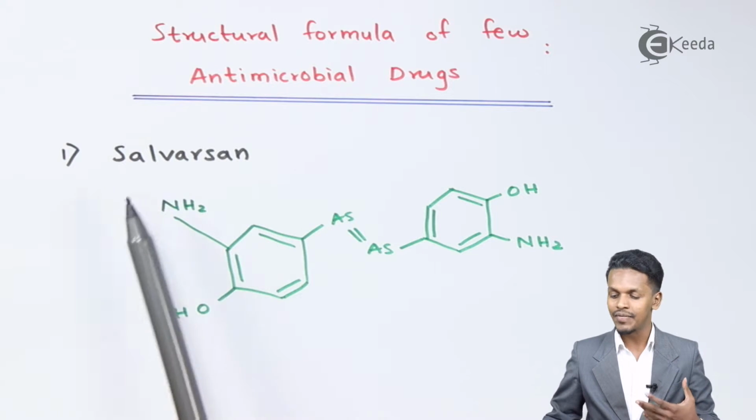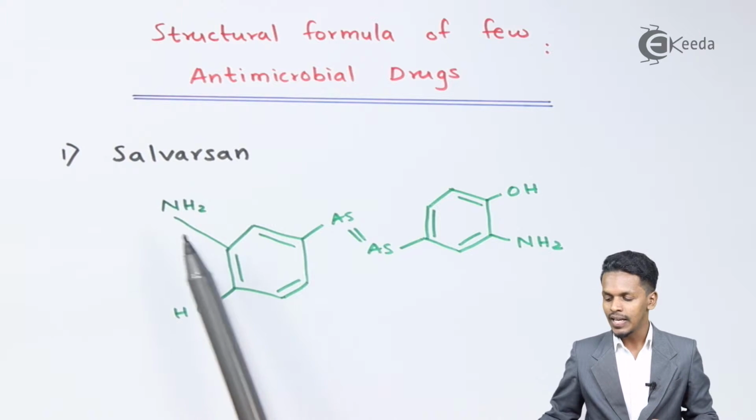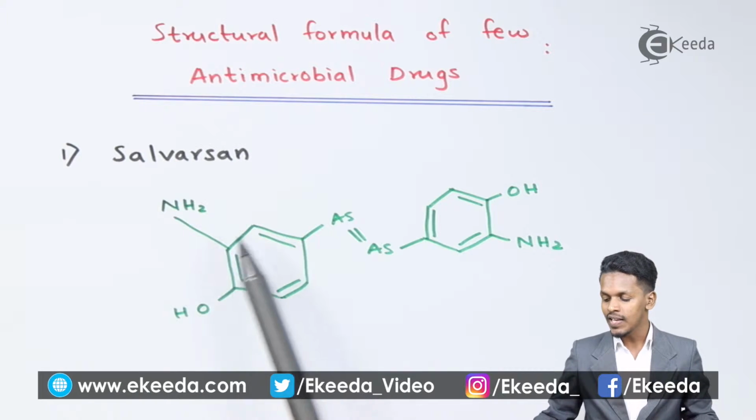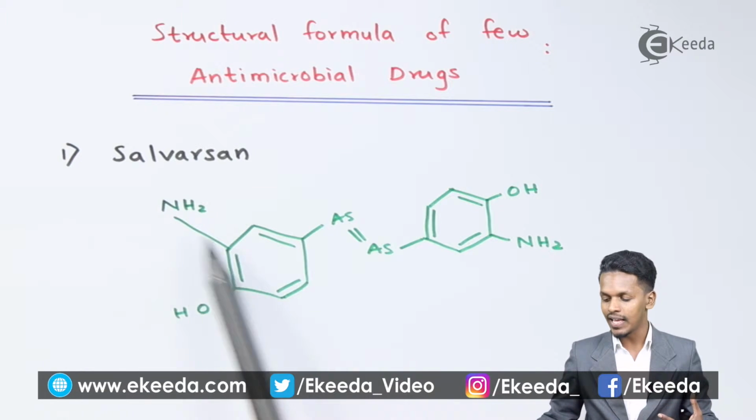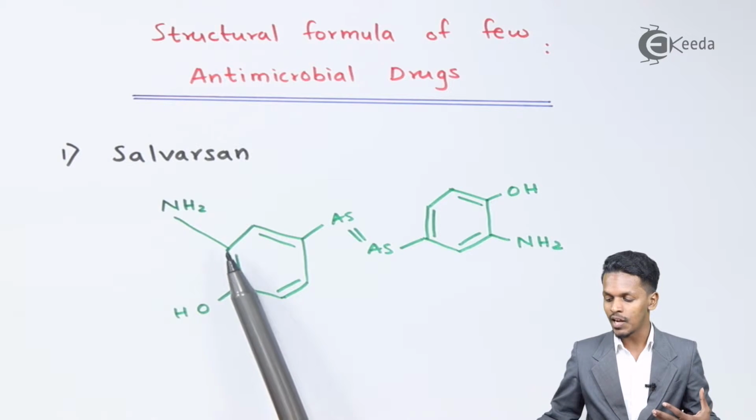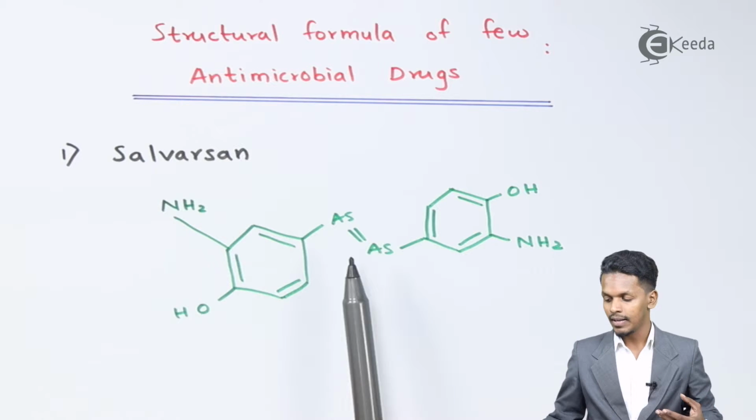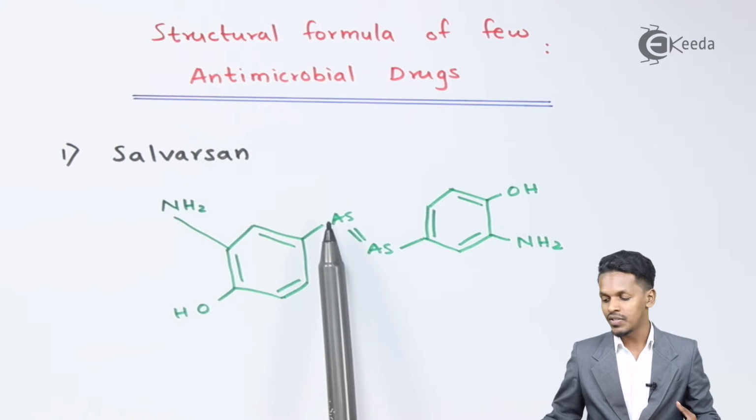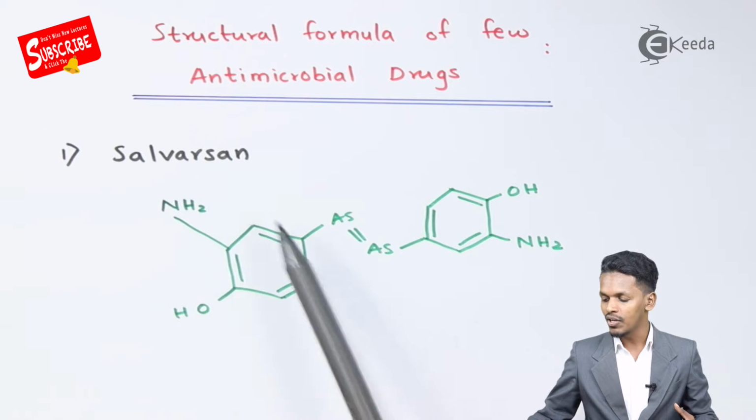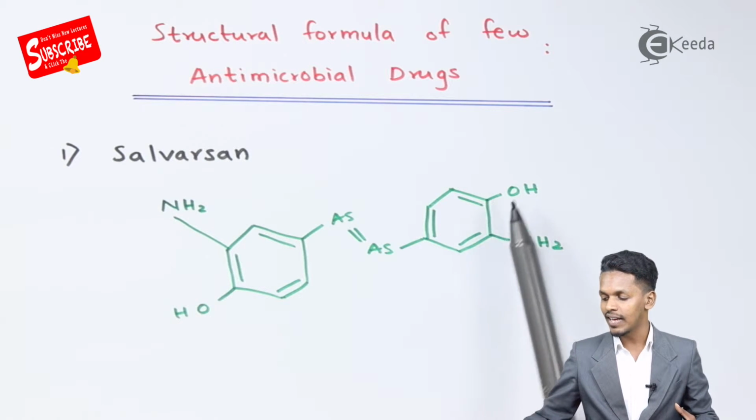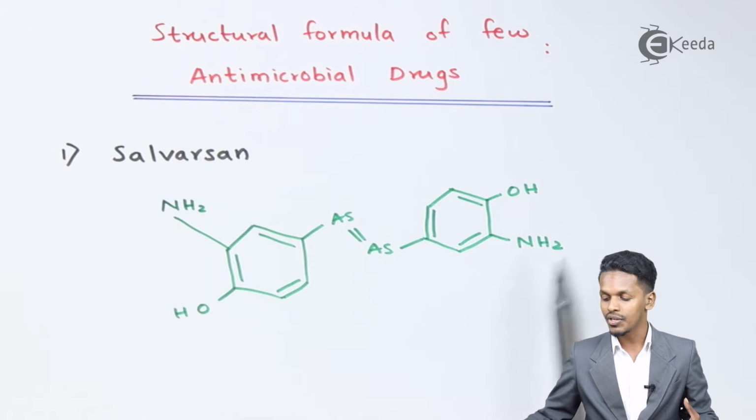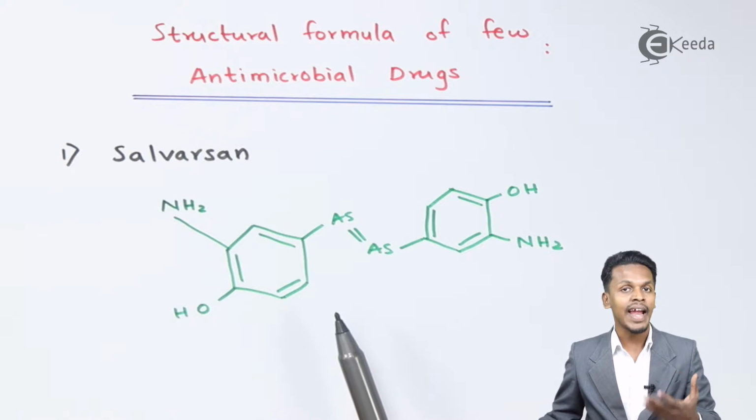The first one is Salvarsan. In this case the structure is very similar to that of azodine. This is the benzene ring, and we can see an NH2 group associated with this carbon atom, and a hydroxyl group, that is OH. Here two arsenic atoms are associated with each other, having a double bond between them, and this is the benzene ring that has an association with this OH and this NH2. So this is the structure of Salvarsan, which is in fact an antimicrobial drug.